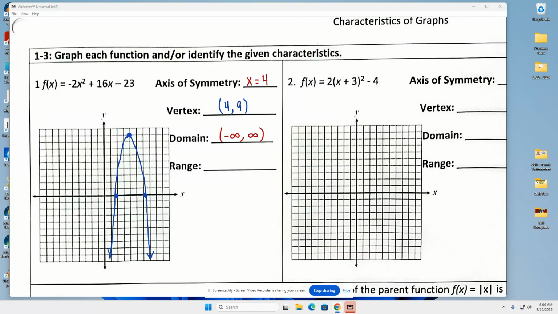So please remember that. Now, range is different because, look, range is y, okay? Remember, domain is x, range is y. So will y keep going down forever? For sure.